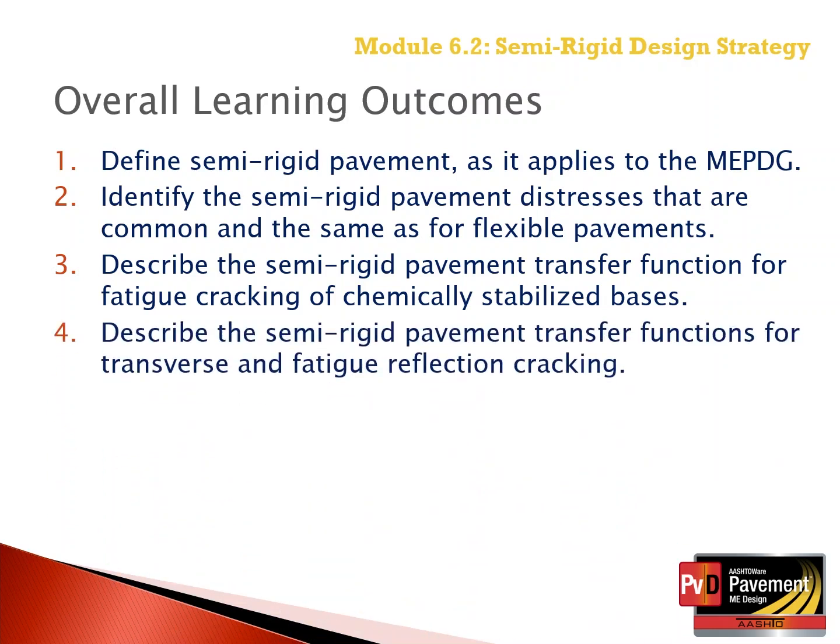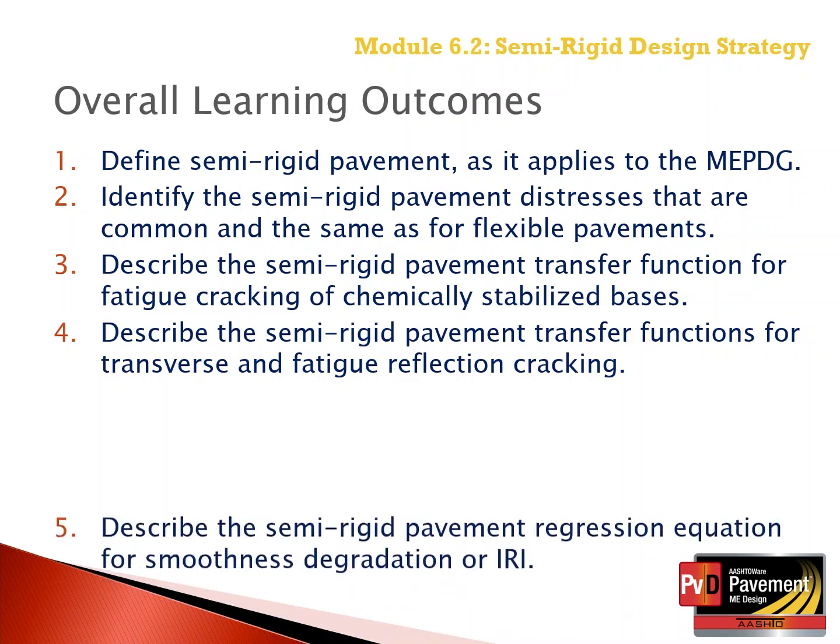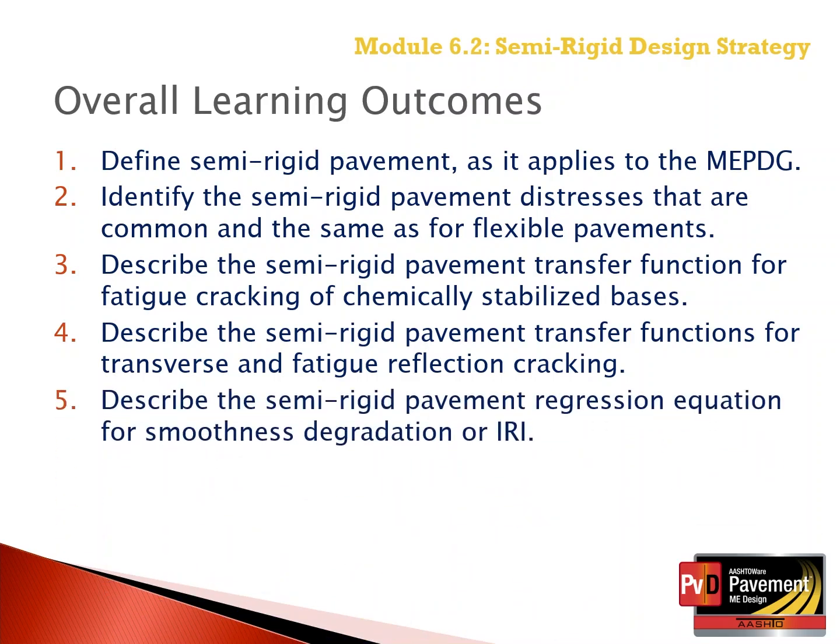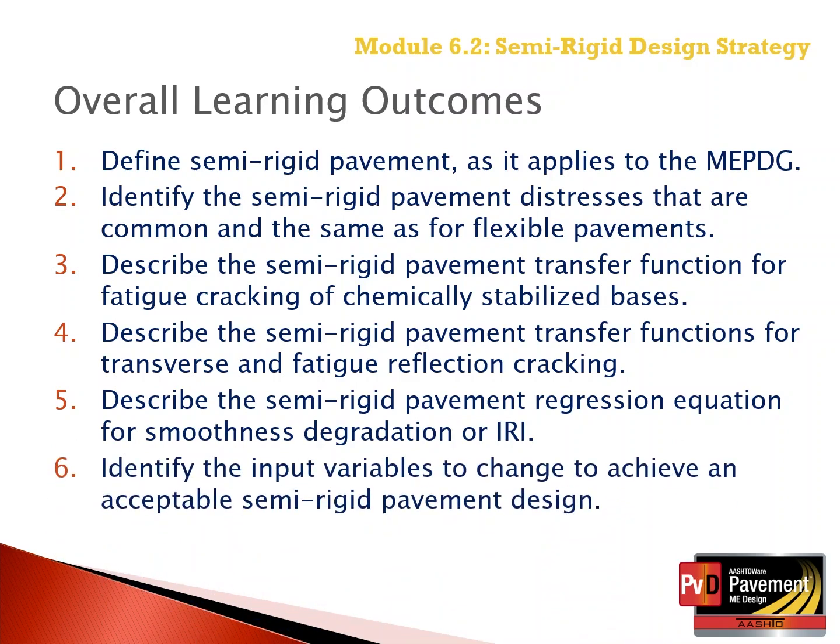The fourth is to describe the semi-rigid pavement transfer functions for transverse and fatigue reflection cracking. The fifth is to describe the semi-rigid pavement regression equation for smoothness degradation, or IRI. And the sixth is to identify the input variables to change to achieve an acceptable semi-rigid pavement design.